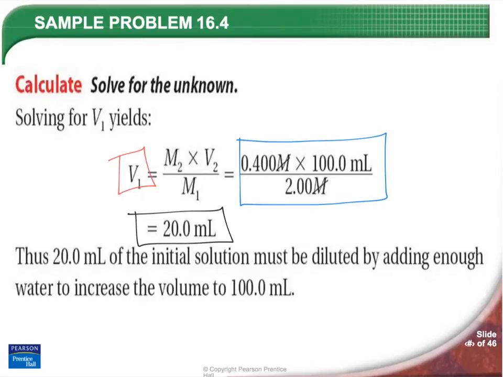When we go to check our answer, in this case, since we were looking for a volume, we'll compare the volumes. The second volume, the dilute volume, was the 100 mL. So the original concentrated volume needs to be smaller than that since it's concentrated. 20 is in fact smaller than 100, so I'm feeling pretty good about this answer.